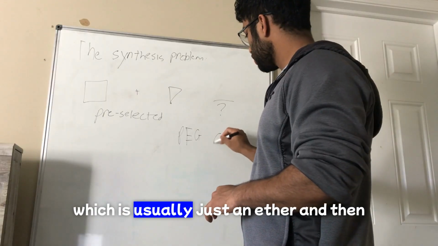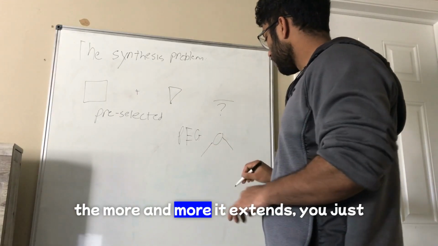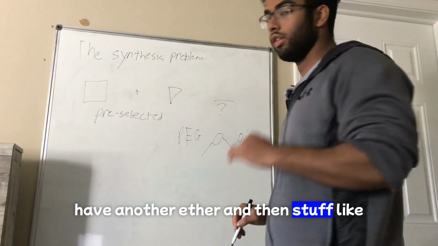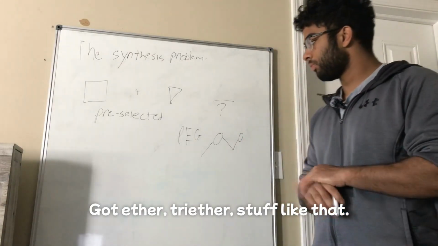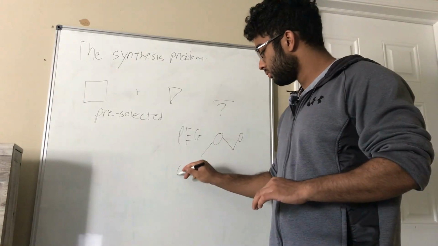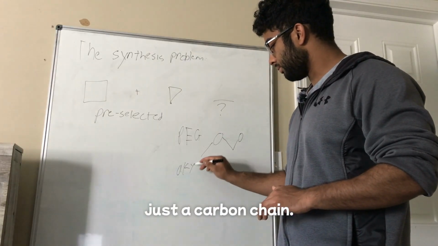So we have PEG, which is usually just an ether, and then the more it extends, you just have another ether, and so on. Diether, triether, stuff like that. And then you have an alkyl linker, which is just a carbon chain.